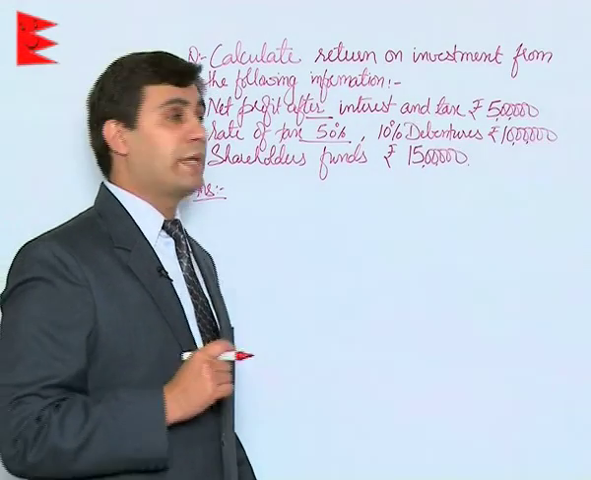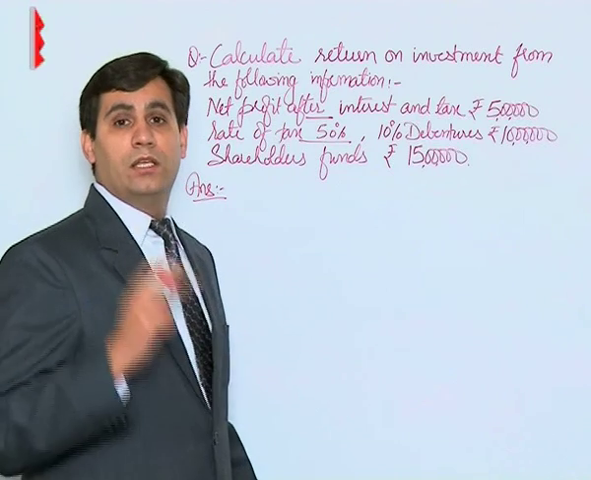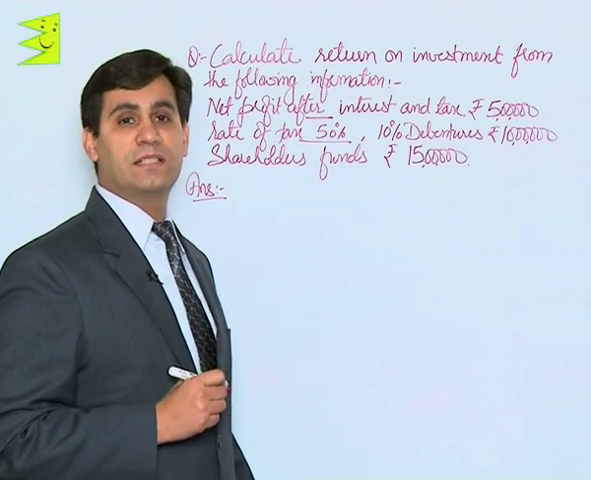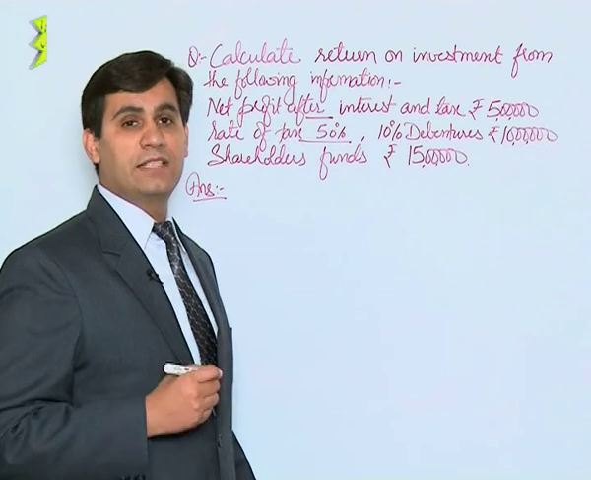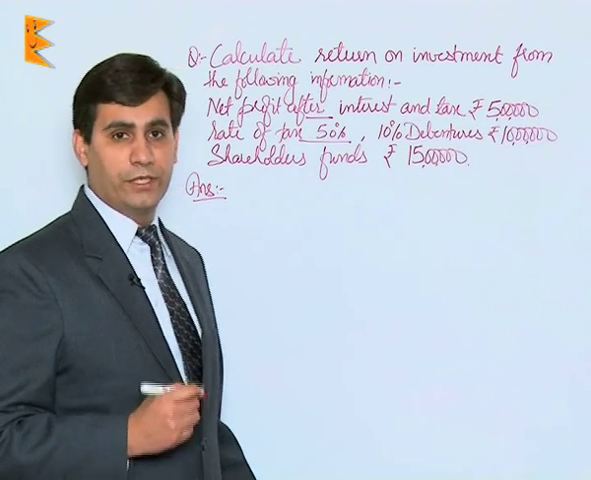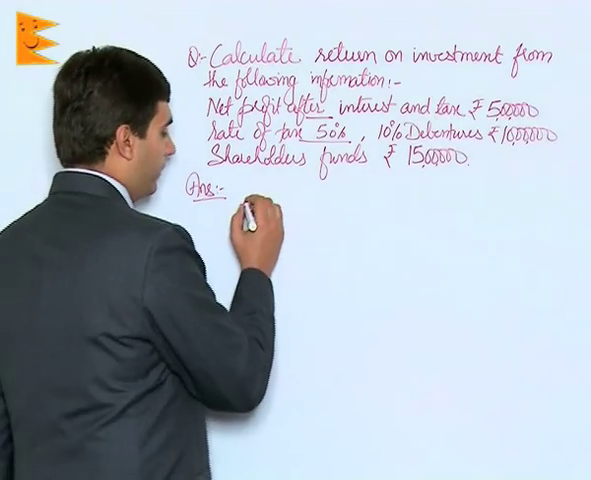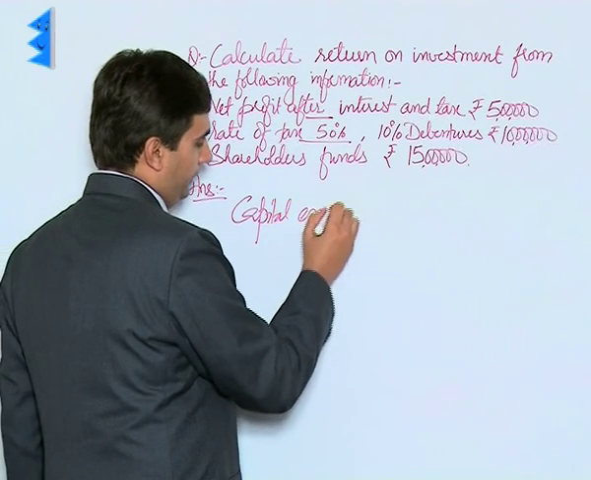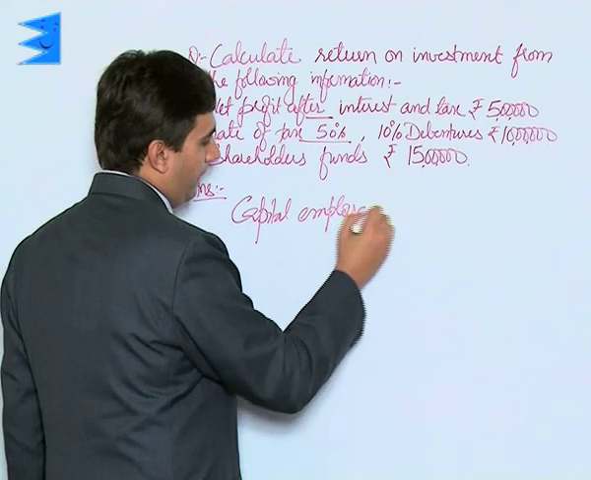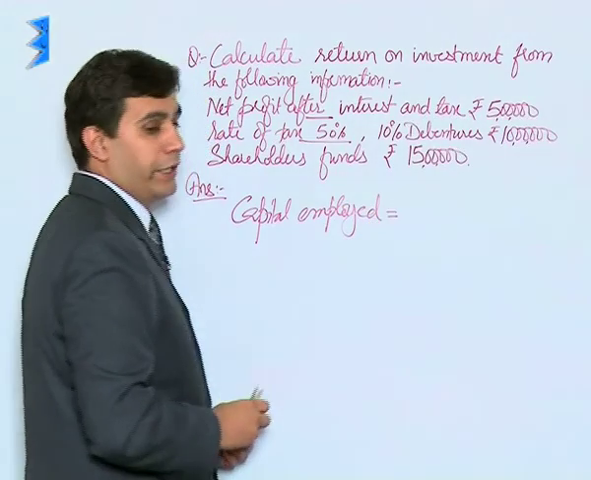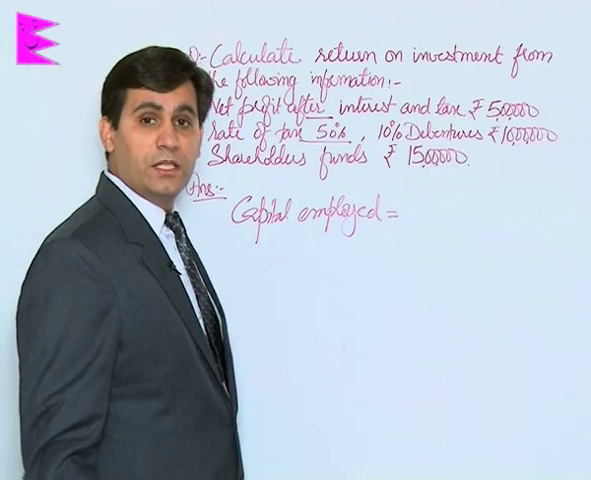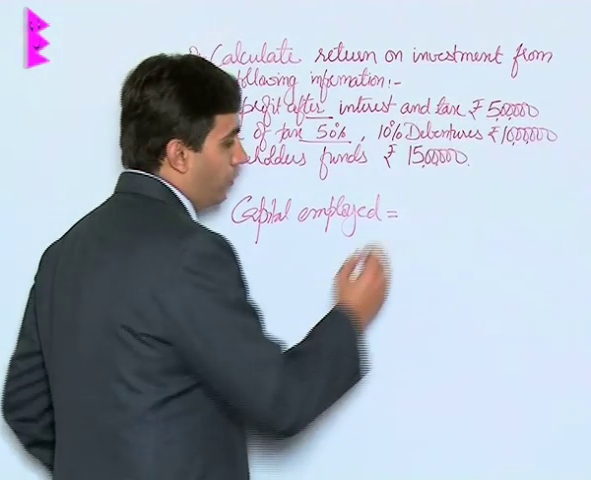Now students, to calculate return on investment, we require two things. First one is profit before interest, tax and preference dividend, and the second being capital employed. So let us start with the calculation. First of all, we will calculate capital employed. Capital employed can be expressed as a sum of shareholders funds plus long term loans.